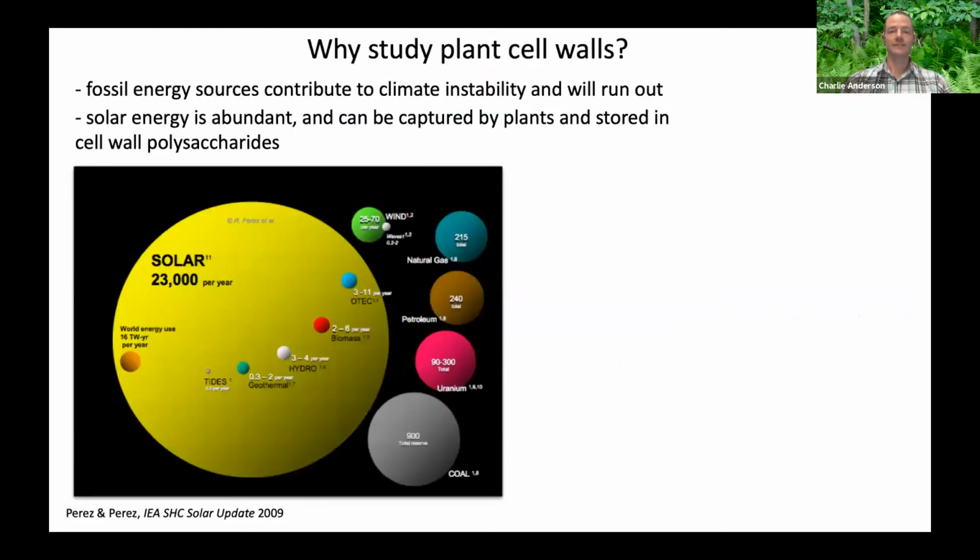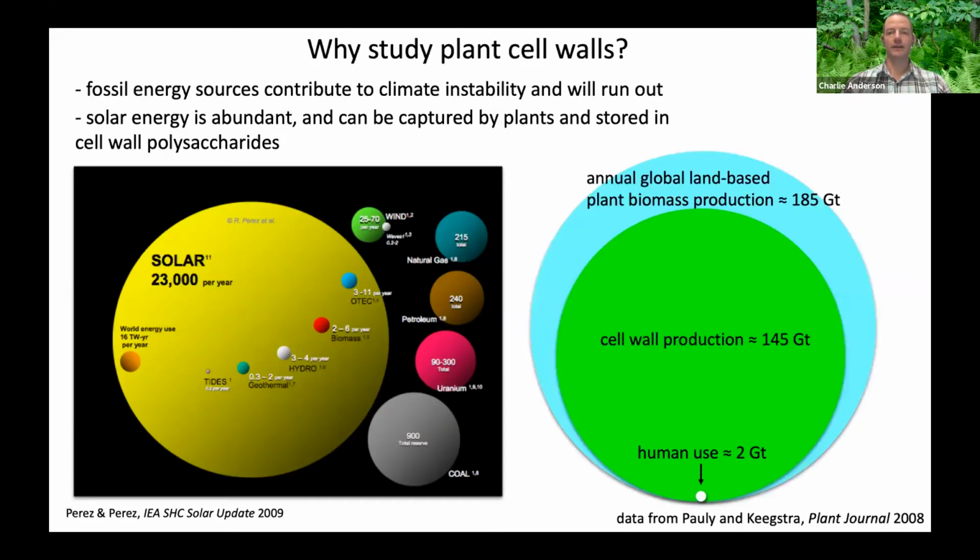So why do I study plant cell walls in particular? I got interested in plant cell walls from the perspective of bioenergy and biofuels. We are going to run out of fossil fuels, and right now fossil energy is contributing to climate instability, as you probably already know. But solar energy is really abundant, and plants have evolved over the last 400 million years or so to be able to capture and store some of that solar energy in the form of cell wall polysaccharides. And the amount of biomass that plants generate every year is pretty staggering.